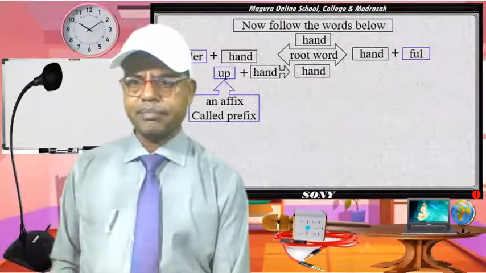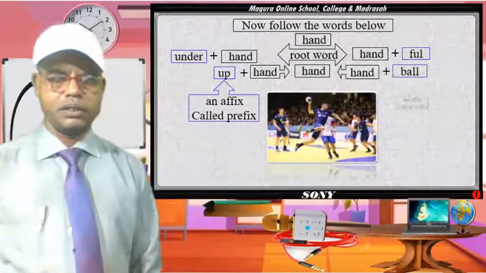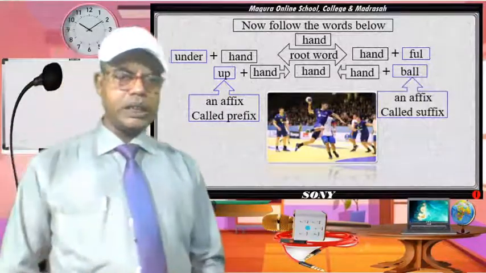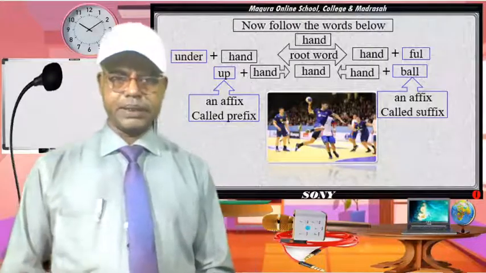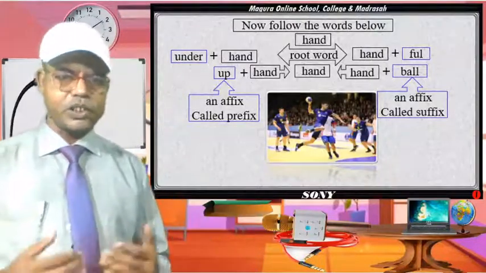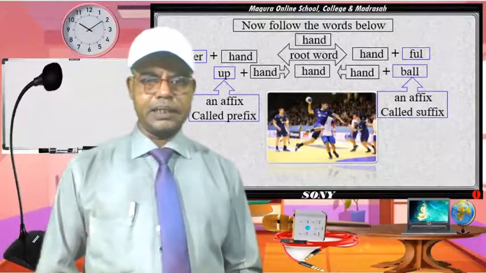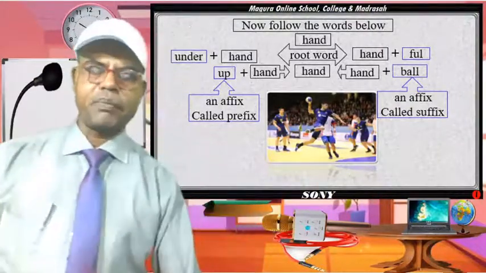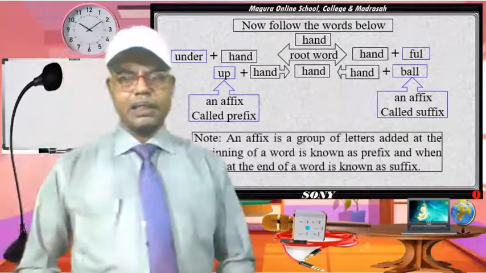Another picture, handball. So with the root word hand, ball is added, a group of letters called affix. So as it is added at the end, so it is suffix. I think you all are clear.